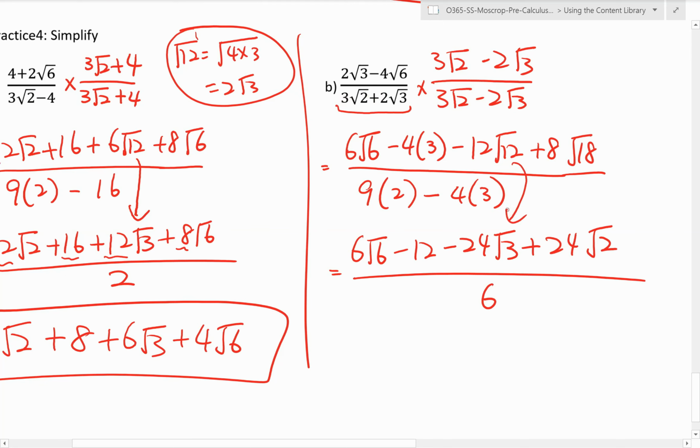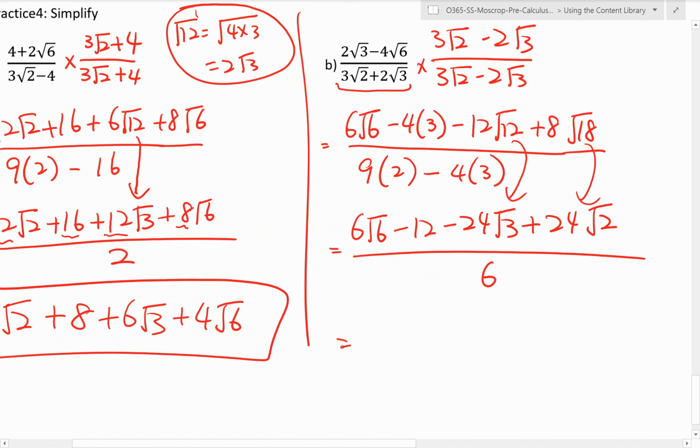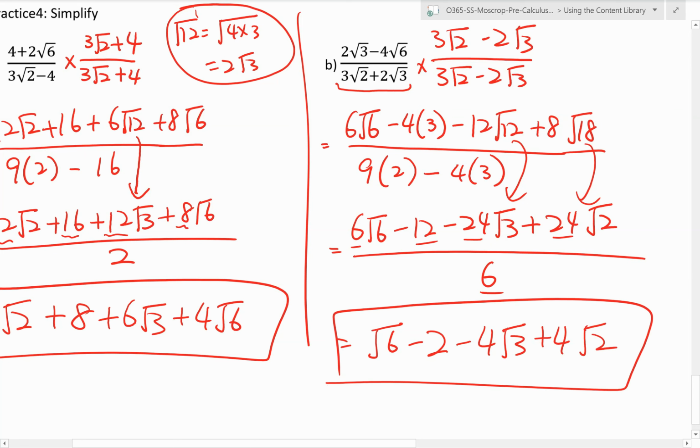Notice again how I changed these two. Again, you need to simplify root 12 and that's 2 root 3, and 2 times 12 is 24, and keep the root 3. Root 18 is 3 root 2, so 3 times 8 is 24, and keep the root 2. Now everything can be divided by 6, right? That's a multiple of 6, multiple of 6, multiple of 6, multiple of 6. You divide everything by 6, you end up with root 6 minus 2 minus 4 root 3 plus 4 root 2. And that is your final answer.